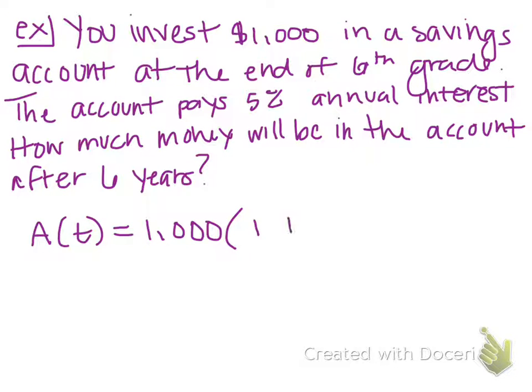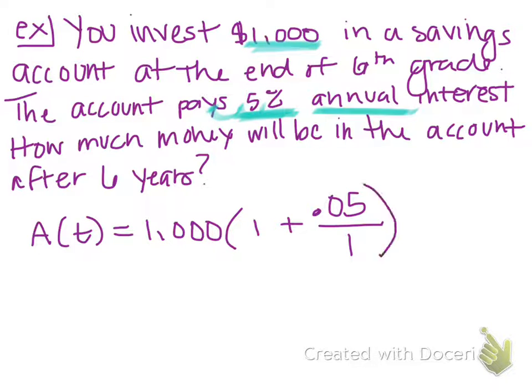Then the formula says 1 plus your R value, which is 0.05. Okay, so that's my interest rate of 5%. I converted it to a decimal by moving the decimal 2 spots to the left. It says annual, where am I looking? Annual interest, so that means your N value is 1, and it'll be raised to the 1 times 6. So all I did was take those values and plug them into the formula in the correct spots.